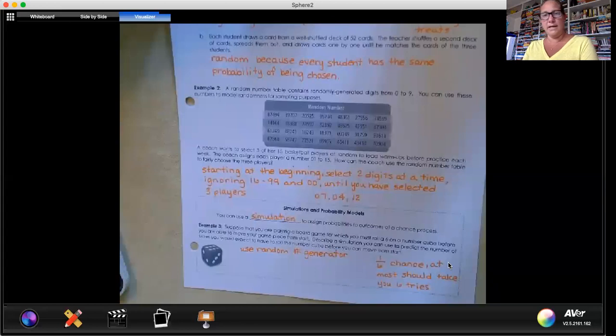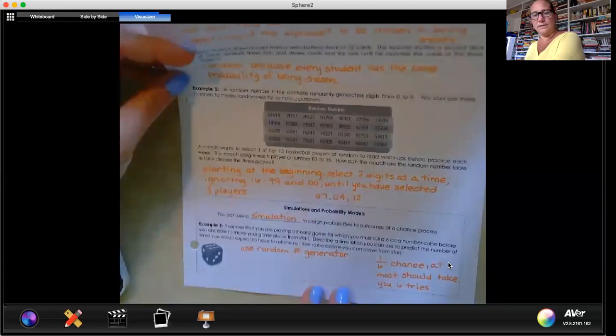So you can start at the beginning, select 2 digits at a time, ignore the 16 through 99 because you only have 15 players, and ignore 0, 0. Start from 1, go to 15. And then just look through there until you've selected 3 players. So 7, 4, and 12 appear to be the ones that would be first chosen.